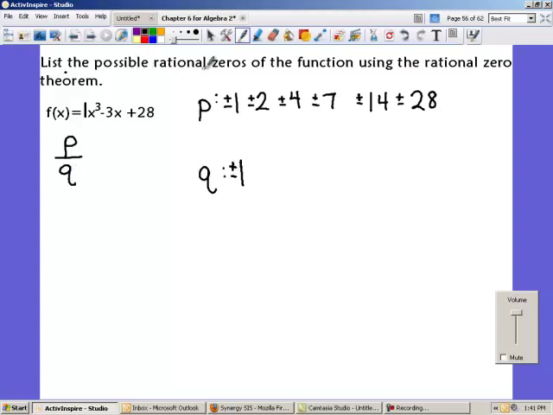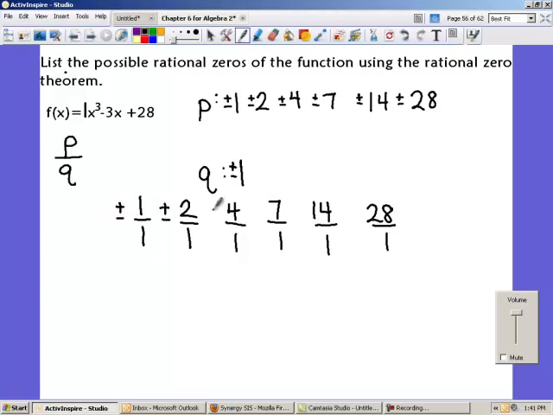Because we're listing all of these, we're going to say 1 over 1, 2 over 1, 4 over 1, and so on. And so we have them all over Q. So here are all of our P's over our Q. We're just going to put the plus minus right in front of them. That way we have covered every single P over Q.